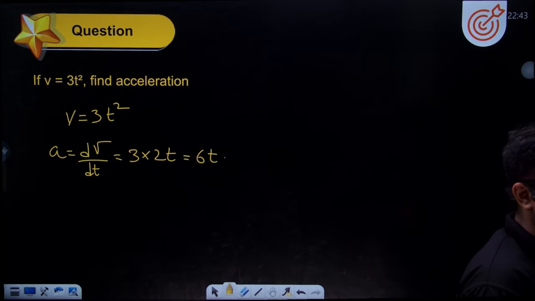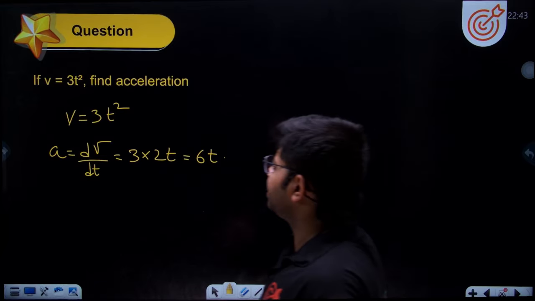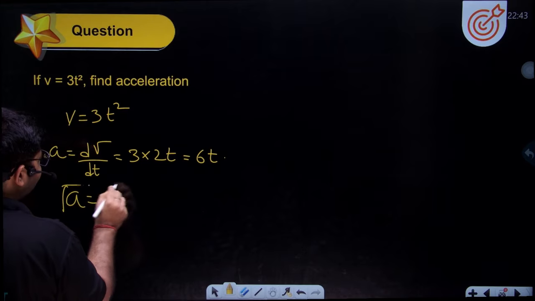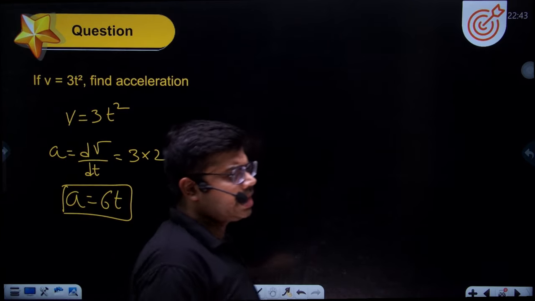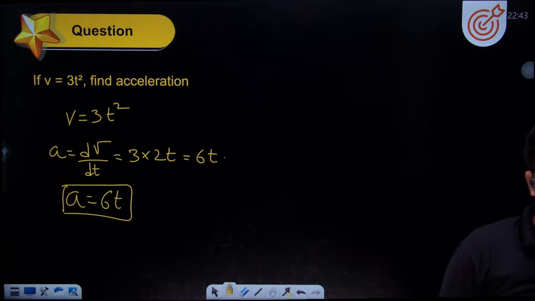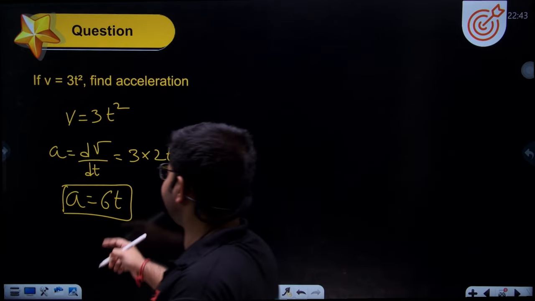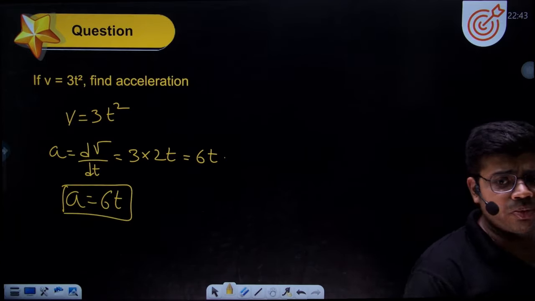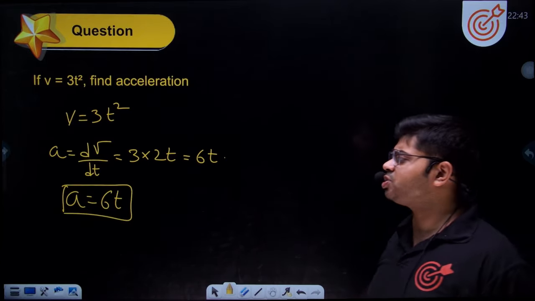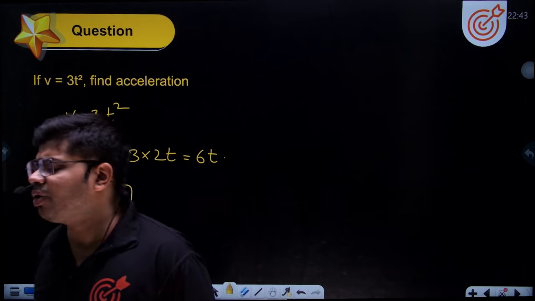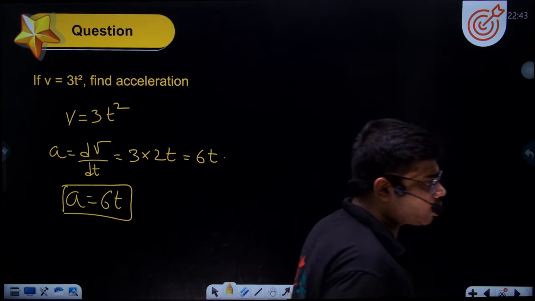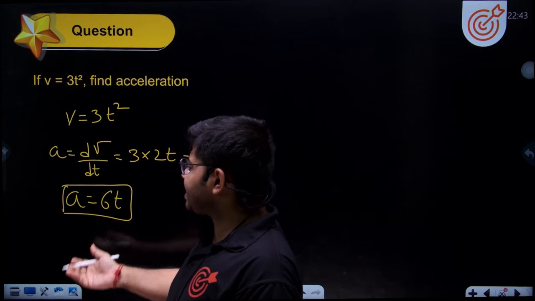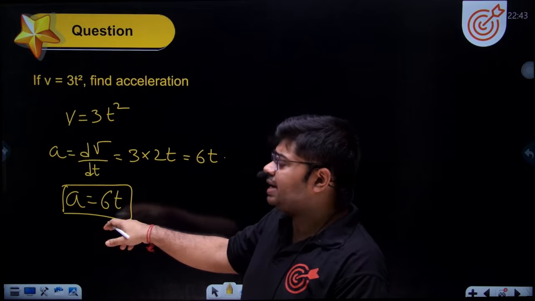So what can we infer about the acceleration here? The acceleration here is not constant. A very important conclusion we can draw from here is that acceleration is also a function of time. If I put t is equal to 0, my acceleration is going to be 0. If I put t is equal to 1, my acceleration is 6 meter per second square. If I put t is equal to 2, it is 12 meter per second square. So acceleration is also increasing with time. So acceleration is increasing linearly with time.